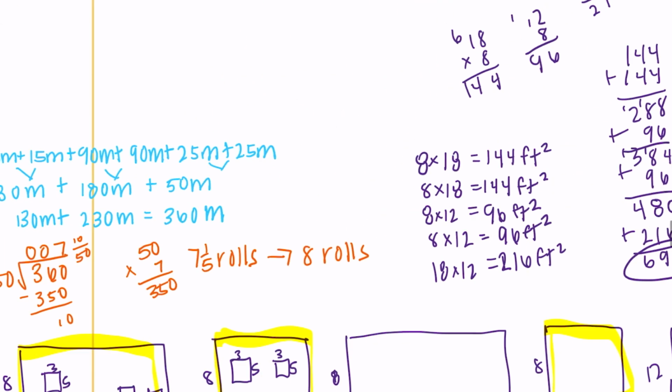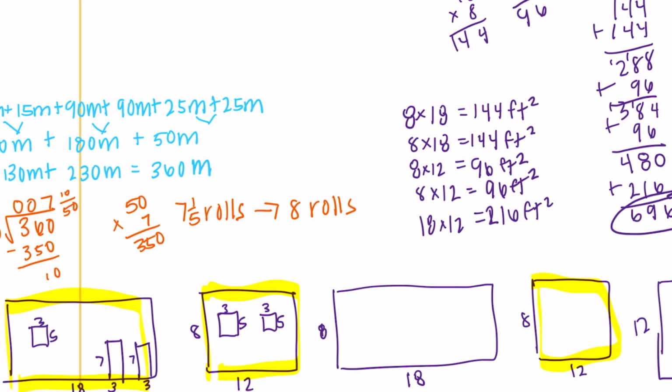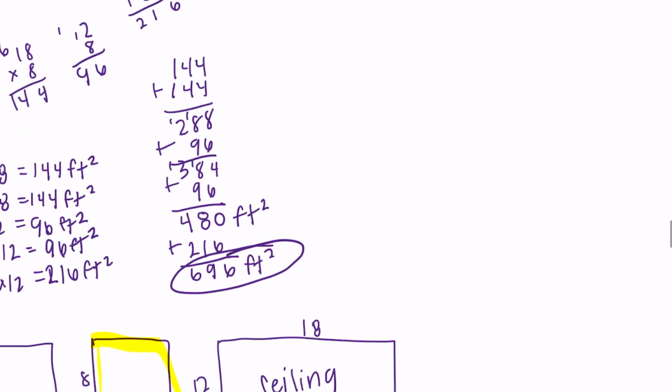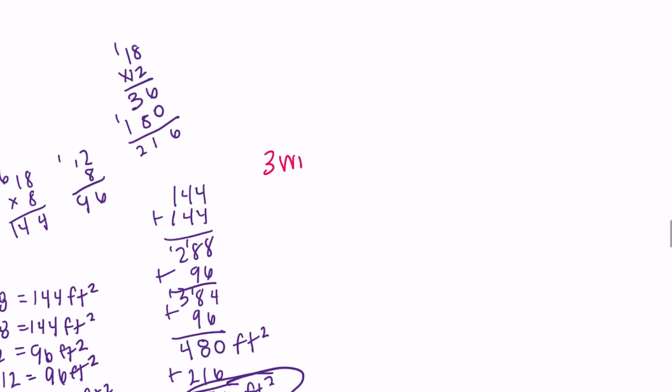Now what we need to do is take out the doors and the windows, because we're not painting the doors and the windows. We had 3 windows that are 3 by 5. So 1 window would be 15. 15 times 3 of them, so that's 45 feet squared that we don't need to paint.